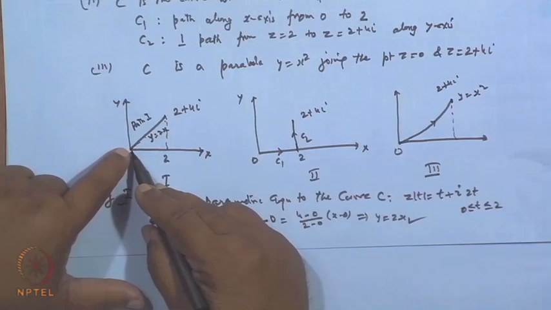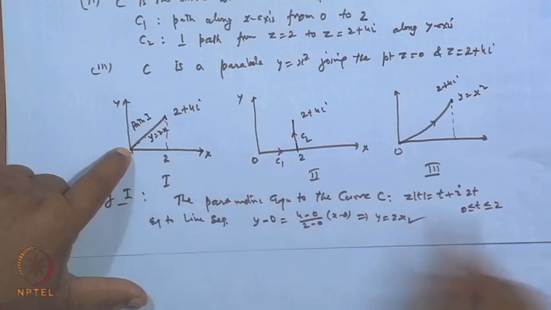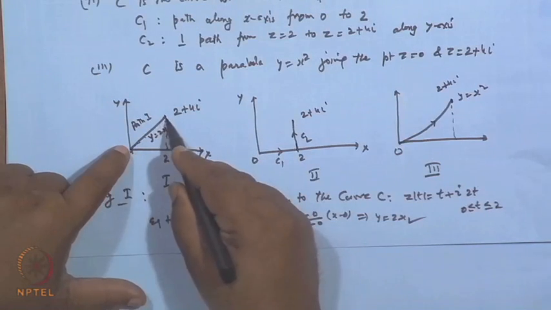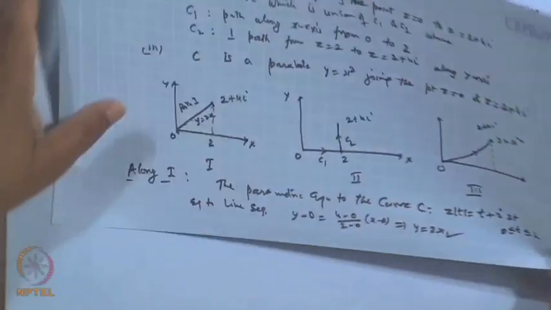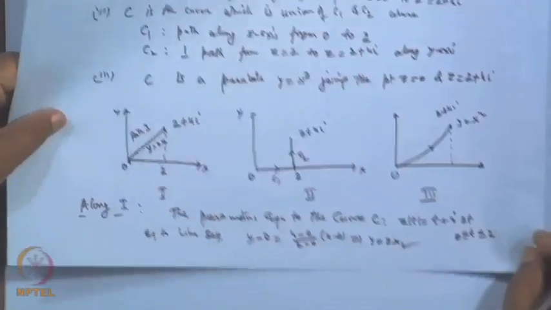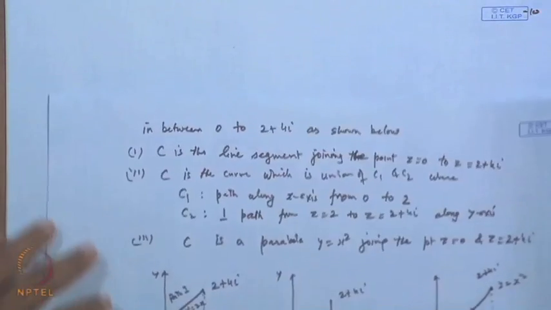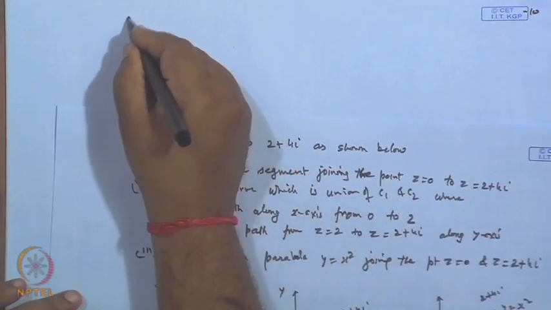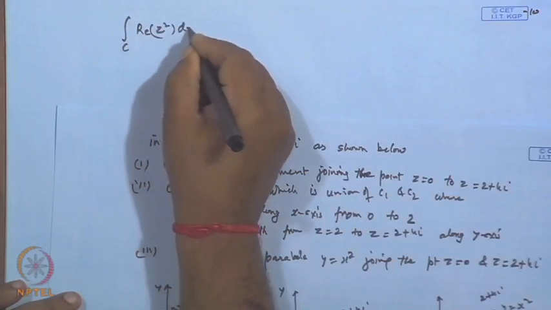If I take t equal to 0 here and t equal to 2 here, then t varies from 0 to 2, so it will cover from here to here in a linear way. So, this is the parametric equation of the curve. Once you get the parametric equation, then you just calculate. What is our integral? The integral was the integral over C of the real part of z square dz.